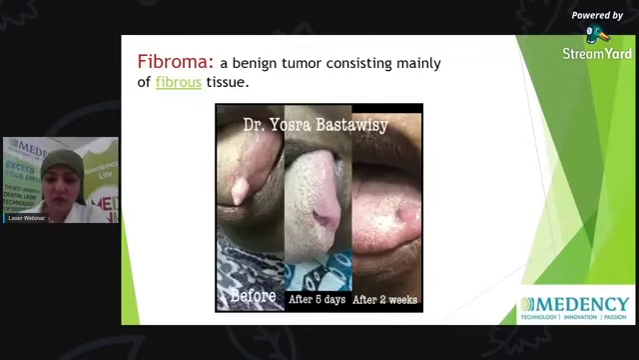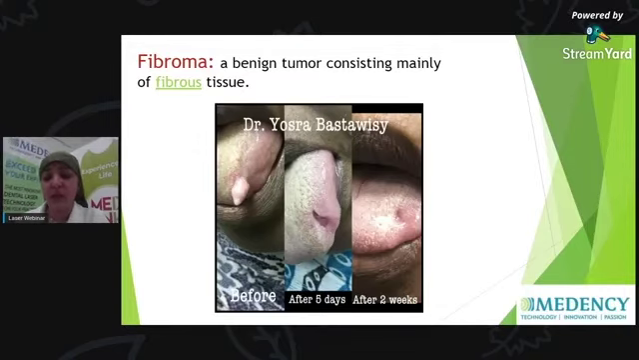Okay, the fibroma is a benign tumor consisting mainly of fibrous tissue. The fibroma is fibrous tissue, very white. So you have to keep in mind while using a diode laser in this case that you have to raise your parameters a little bit, but at the same time you should not go higher than normal, to prevent carbonization. It may take a little bit more time in healing.